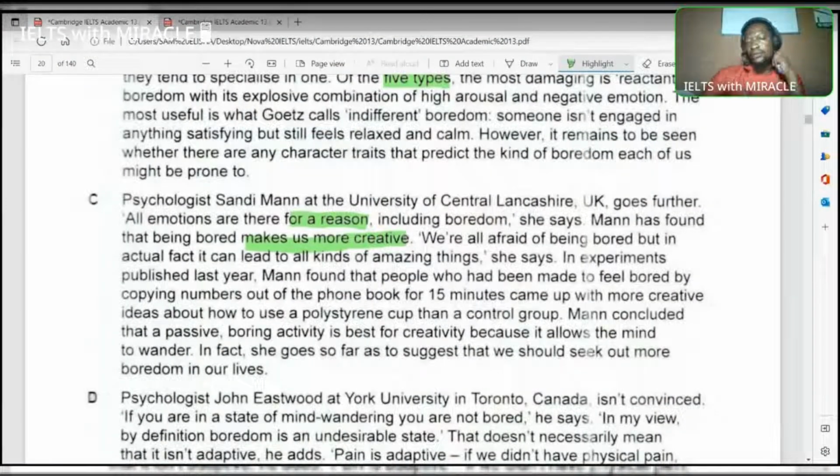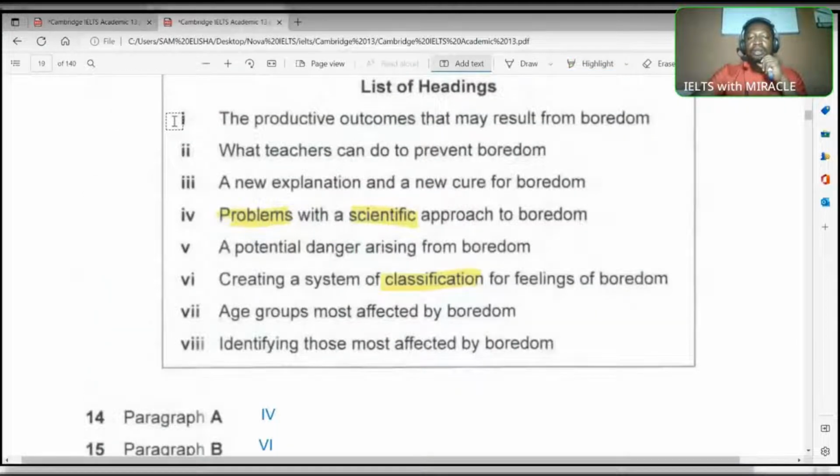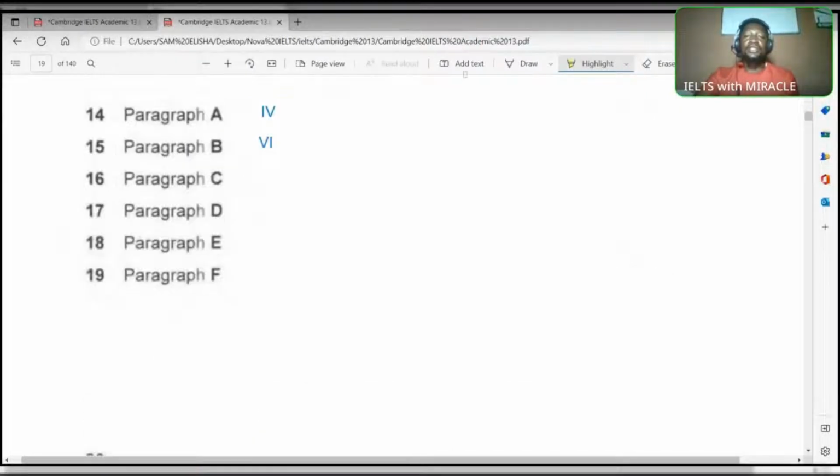So that sentence tells us it talks of creativity again here. It talks of creativity and says boring activity is best for creativity. Here it even says more creative again. So this is an example of when it starts recurring. So let's look at something that tells us of creativity. Creativity has to do with productivity. To create is to produce. So you see, it's as simple as that. Creativity that may result from boredom. So you will see that your answer is just I.